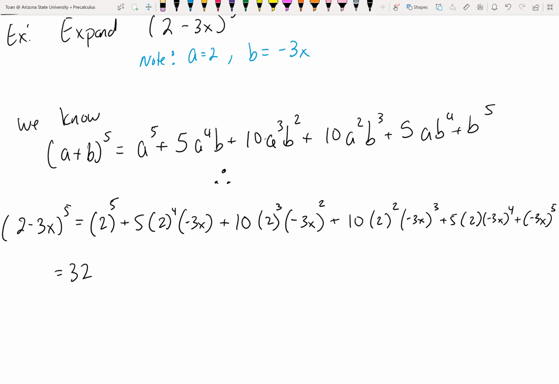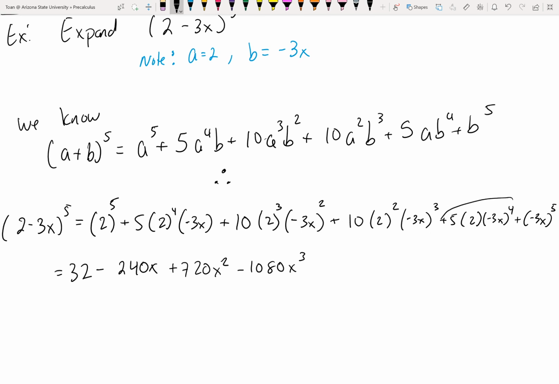Bring out a calculator here. Times 5, times negative 3 is negative 240x. And then if you multiply all this out, you're going to get a positive 720x squared. Multiply this all out, so that's 4 times 10 times negative 27. That's a negative 1080x cubed.